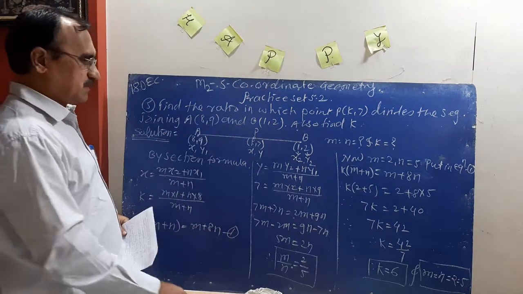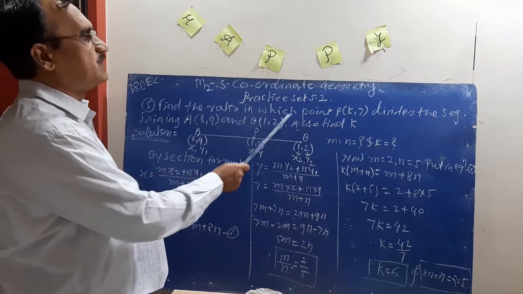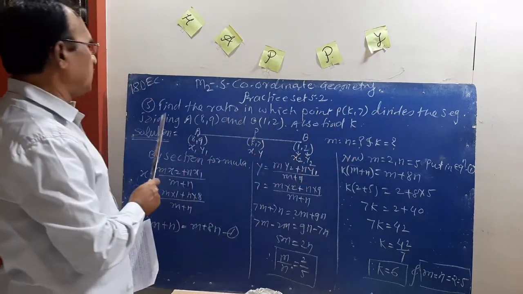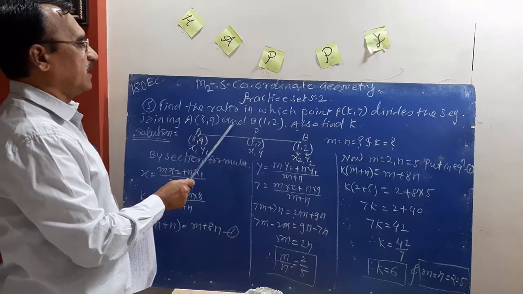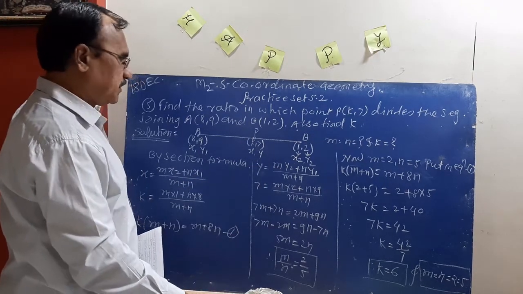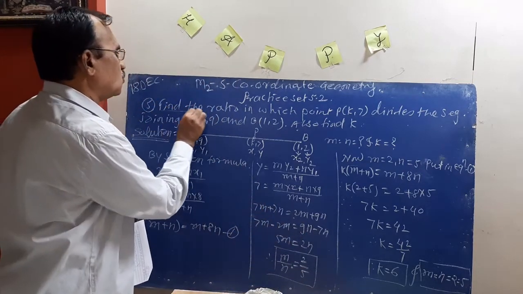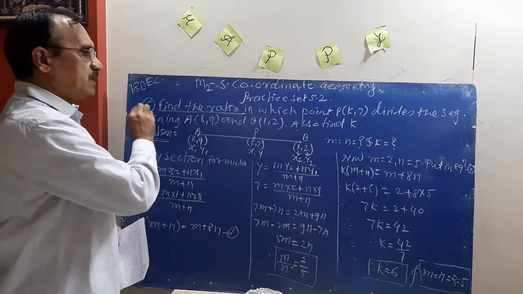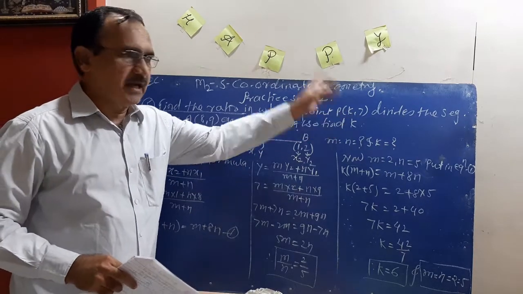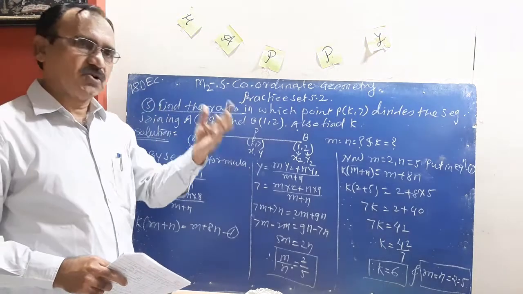Fifth example from practice set 5.2: find the ratio in which point P(x, y) divides the segment joining A(8, 9) and B(1, 2). Also find k. That means here we have to find the ratio m to n and also find k. The formula is the same. By using the section formula we can solve this.